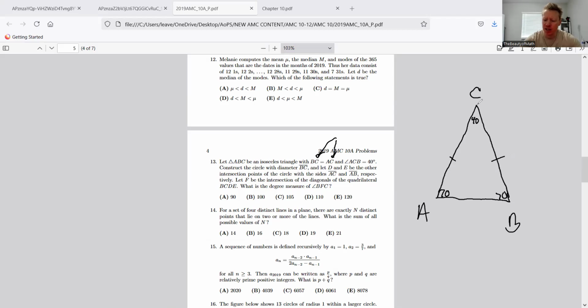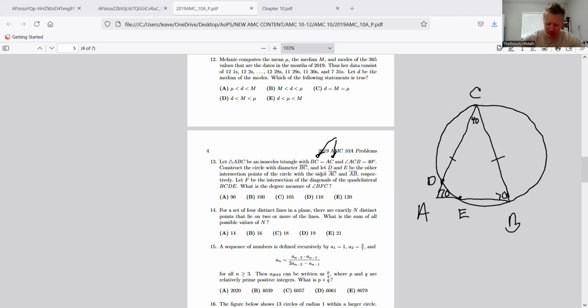Next thing up, though, let's draw this circle approximately. That's a pretty good circle, actually. I'm not too terribly disappointed in myself. One of the better ones I've drawn freehand with this pen on this device. So let D and E be the other intersection points. So this will be D right here, and this will be E right here.